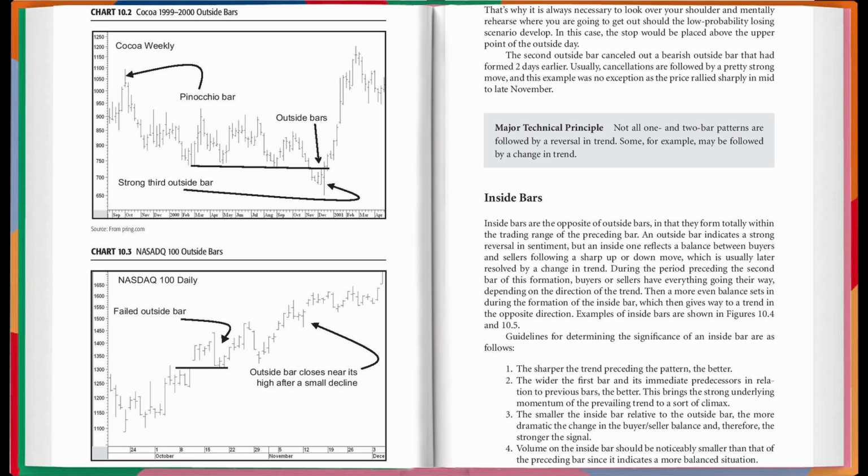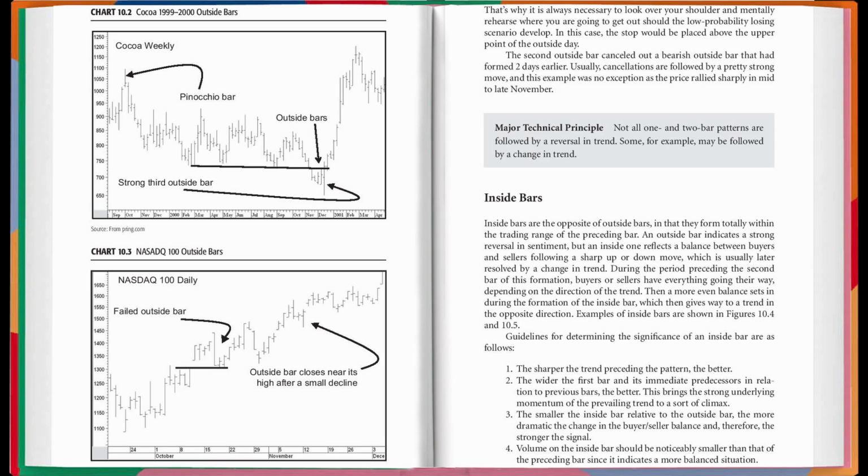Examples of inside bars are shown in figures 10.4 and 10.5. Guidelines for determining the significance of an inside bar are as follows. 1. The sharper the trend preceding the pattern, the better. 2. The wider the first bar and its immediate predecessors in relation to previous bars, the better. This brings the strong underlying momentum of the prevailing trend to a sort of climax. 3. The smaller the inside bar relative to the outside bar, the more dramatic the change in the buyer/seller balance, and therefore, the stronger the signal.